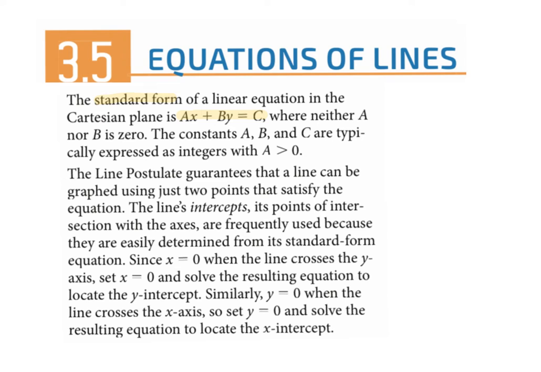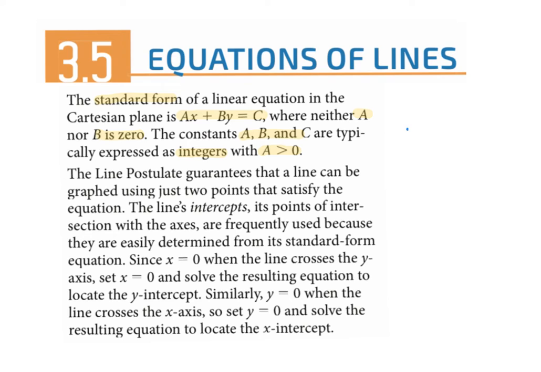So your x's and y's will be on the same side of the equation, and your constant will be on the other side. Specifically, a and b are not 0. The constants a, b, and c are expressed as integers, which means you want to take out all your fractions, and a is positive. All right, so these are just the standard rules for standard form.